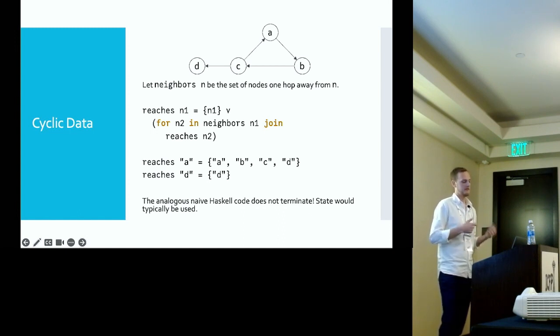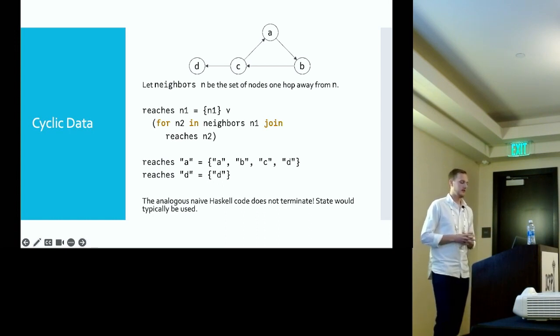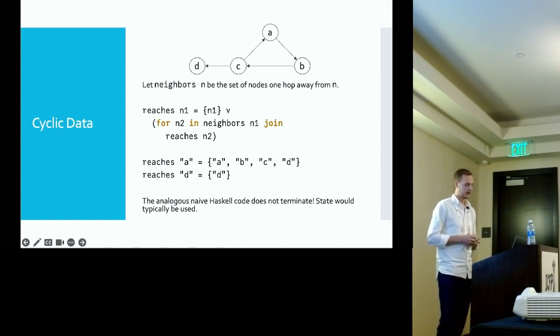We define reaches of n1 to be the set that includes n1. That is, n1 is always reachable from itself. And it also includes everything that is reachable from any of the neighbors of n1. Once we've written this in Granite, we can evaluate it, and it works even for a cyclic graph like the one pictured here. That's pretty cool because naively translating this code to a language like Haskell or ML, you would get non-termination. But here it just works. So this shows that you can work with cyclic data structures really nicely in this language.